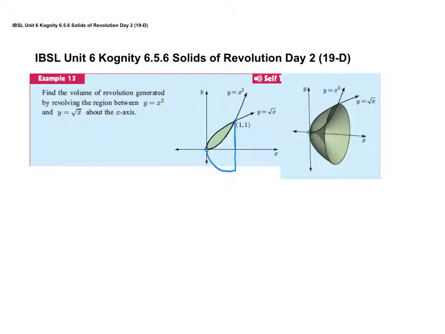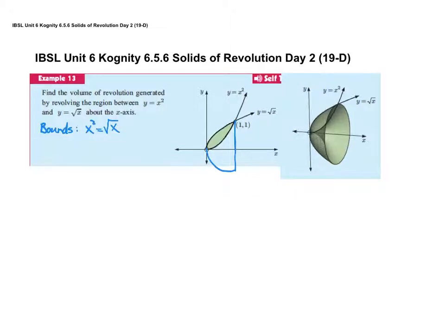Now we also need to figure out what our boundaries are for this, because it says the region between these two. We aren't told specific values, so to find the bounds, you would have to set x squared equal to the square root of x. And this one you could figure out algebraically, or you could figure out logically. Of course, keep in mind the domain.